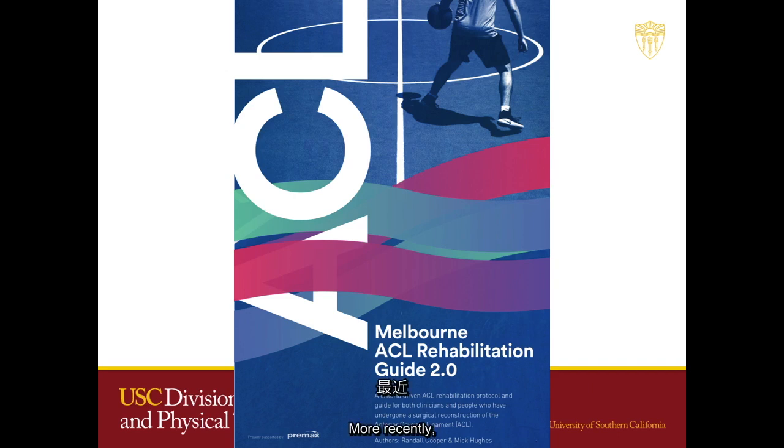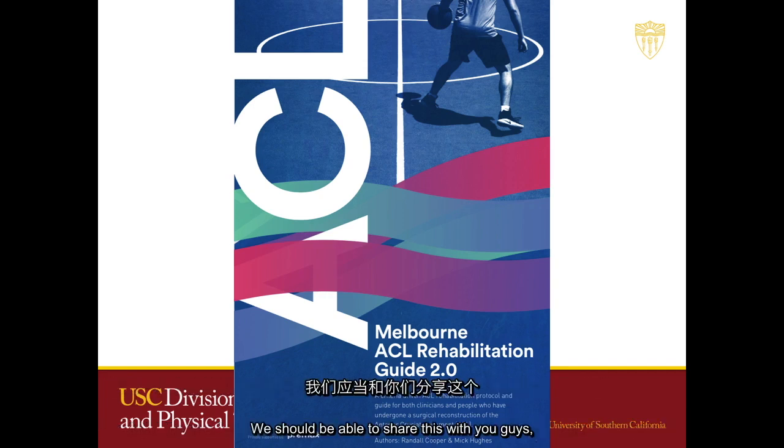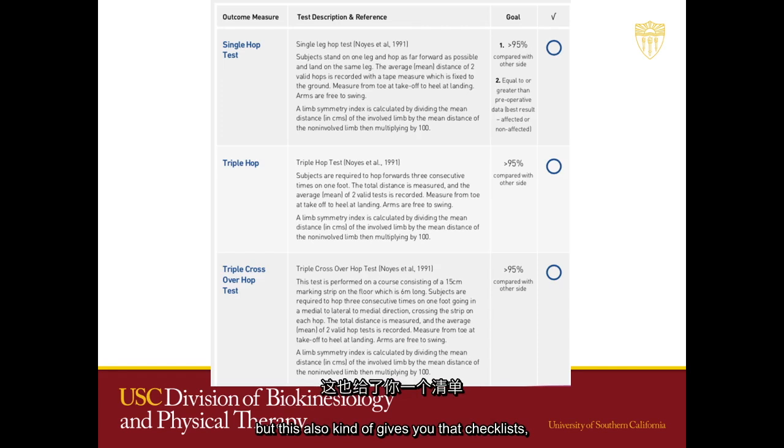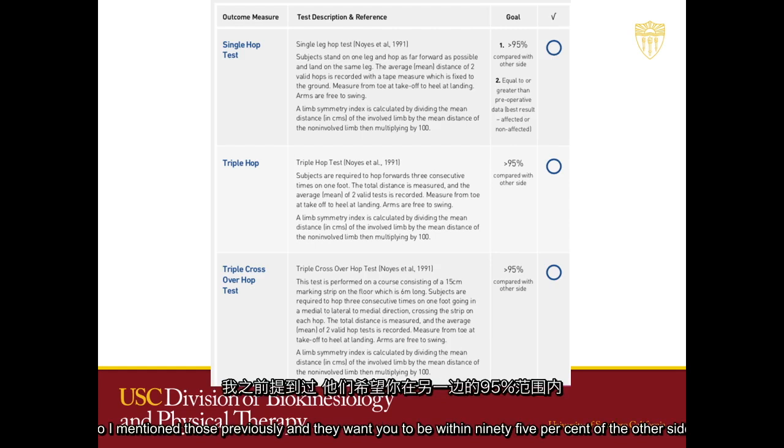More recently, there's this wonderful Melbourne ACL rehabilitation guide that we've been using in our clinics here for return to sport. We should be able to share this with you guys, but this also gives you a checklist of very similar things to what I just mentioned. Again, this is a little bit newer research though, so it talks about the single limb hop test, the triple hop, and the triple crossover hop test. So I mentioned those previously, and they want you to be within 95% of the other side.